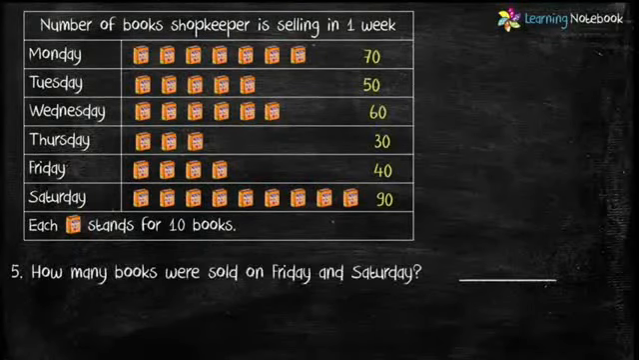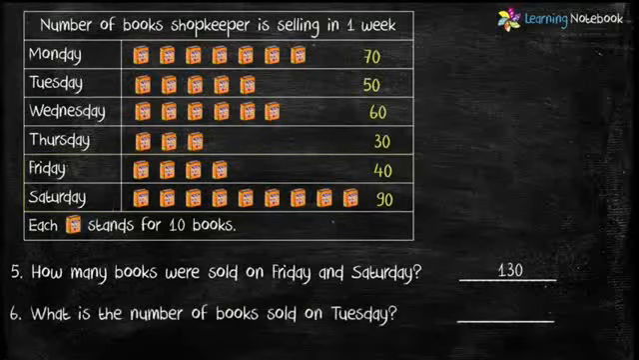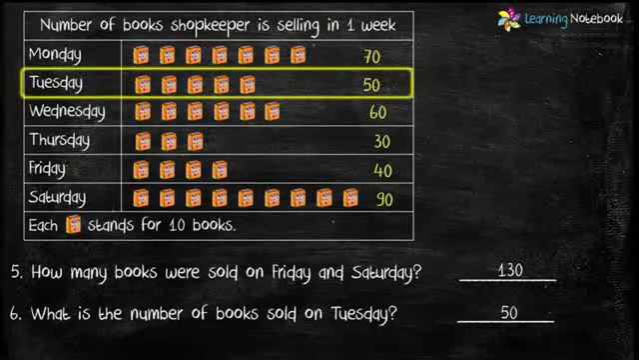How many books were sold on Friday and Saturday? Number of books sold on Friday is 40 and number of books sold on Saturday is 90. So let's add both of them. 40 plus 90 equals to 130. Now, last question is, what is the number of books sold on Tuesday? Students, as you can see, number of books sold on Tuesday is 50. So answer is 50.